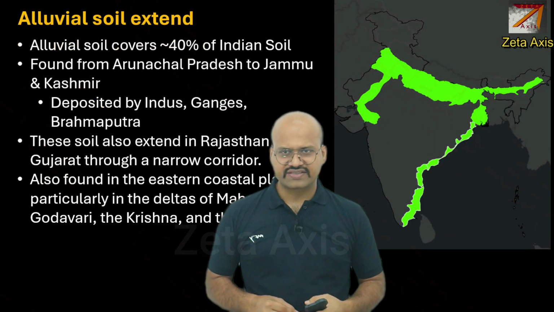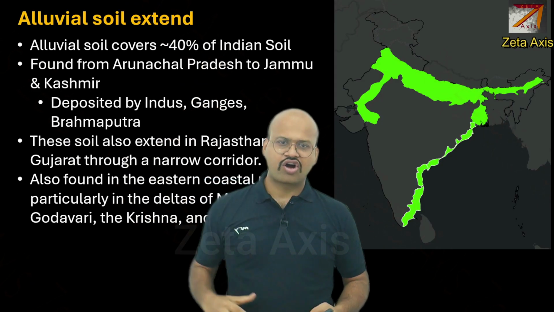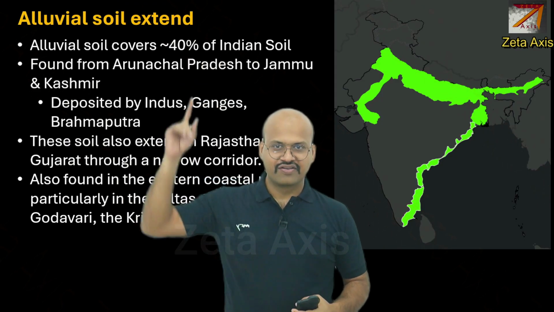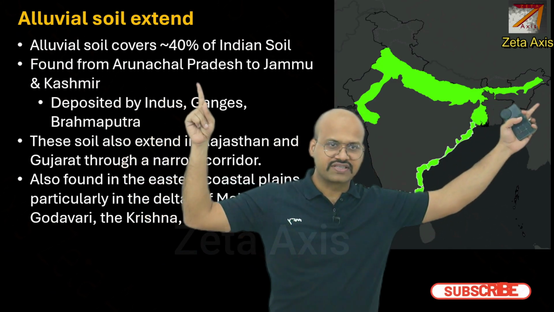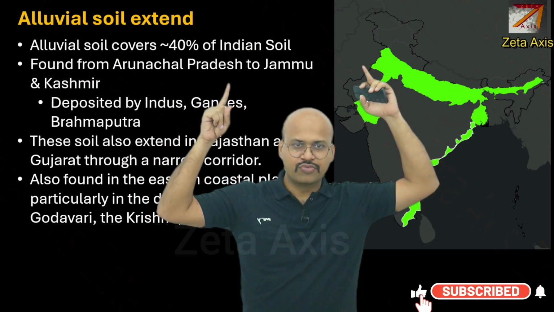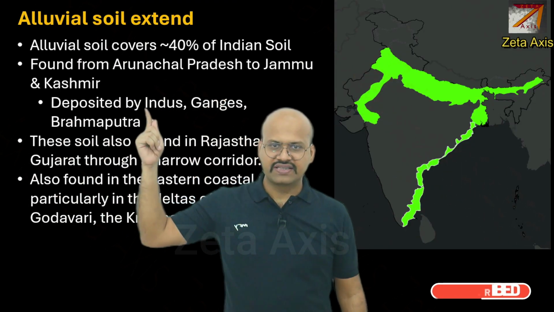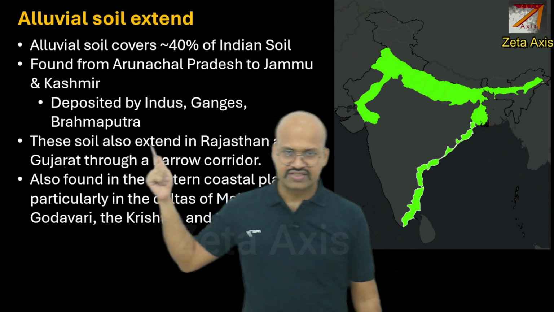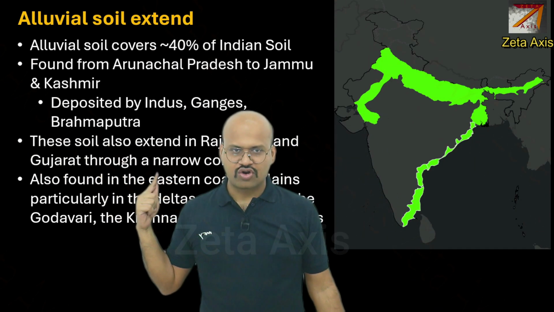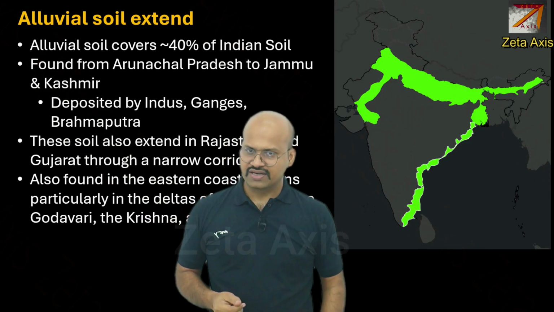So here is the extent. Alluvial soil covers 40% of Indian soil. So out of the total soil in India, 40% is alluvial soil. It is found from Arunachal Pradesh right over here till Jammu in the upper corner, and it is deposited by the Indus, Ganga and Brahmaputra rivers. The soil also extends in Rajasthan and Gujarat through a narrow corridor. So we can see this is the narrow corridor through which it extends in Gujarat and Rajasthan.